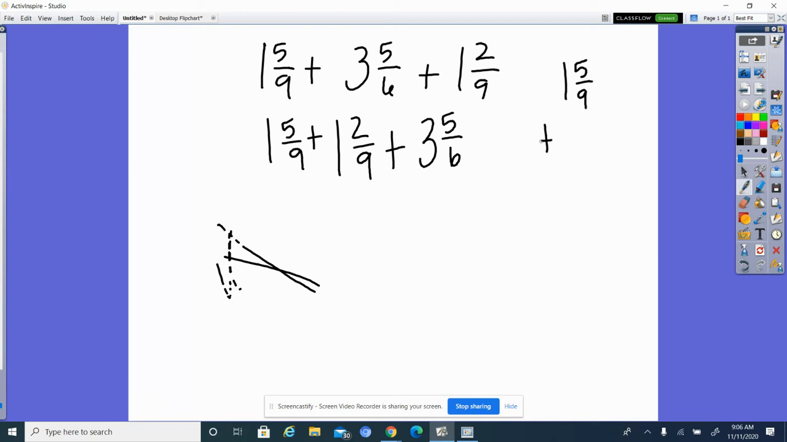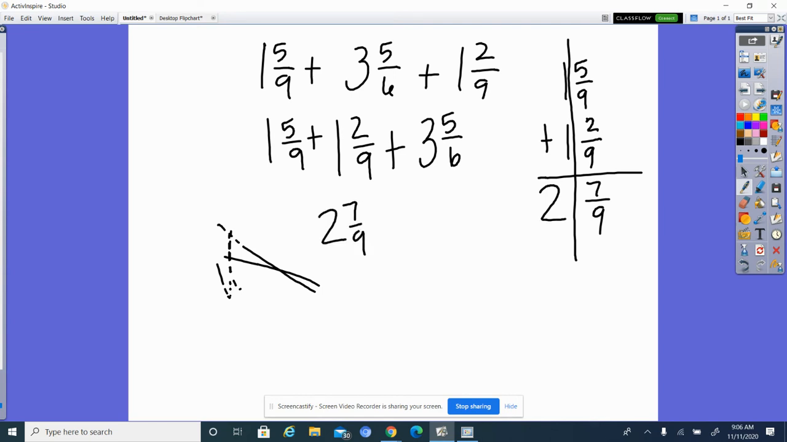1 5/9 plus 1 2/9. What do I do first? Add the fractional parts, right? Okay, what's 5/9 plus 2/9? 7/9. Oh, good. We don't have to regroup. Okay, then what? Yes, 1 plus 1 equals 2. So now we have 2 7/9 plus 3 5/6, right?